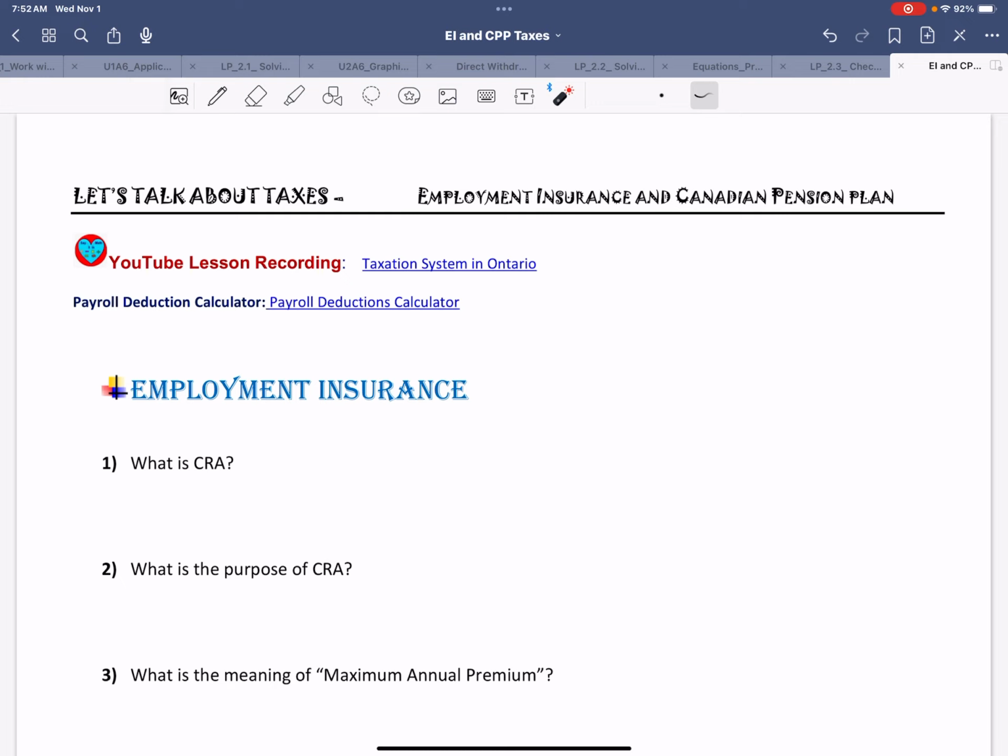In addition, we'll be using the payroll deductions calculator to help us determine how much tax will be deducted from a paycheck. Before we get started, we want to go over some terminology, some words that we use very often when discussing taxes, but not as often in our everyday language. So, remember that the taxation system in Ontario is run by CRA, and CRA stands for, as you might have guessed, Canadian Revenue Agency.